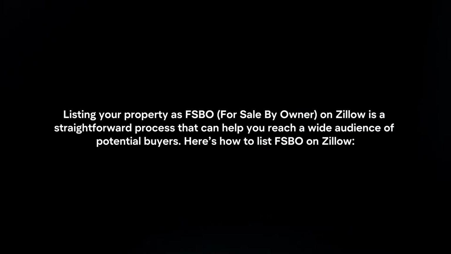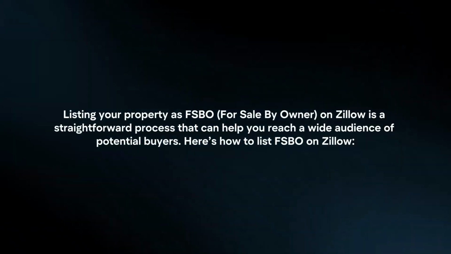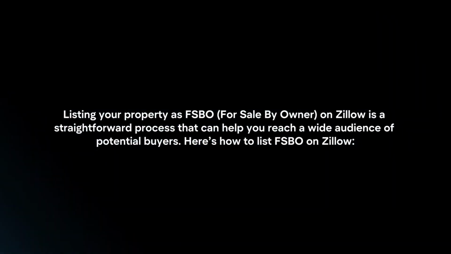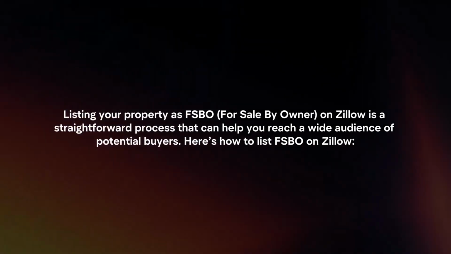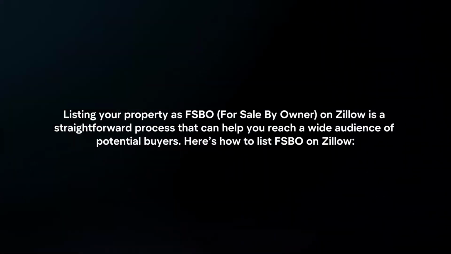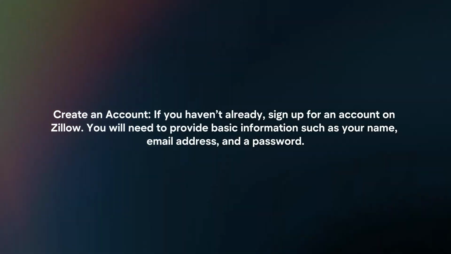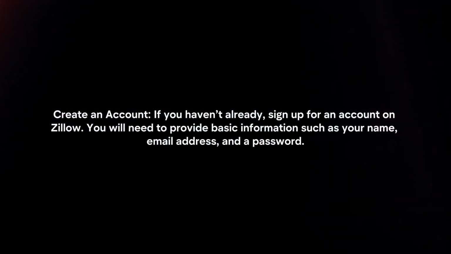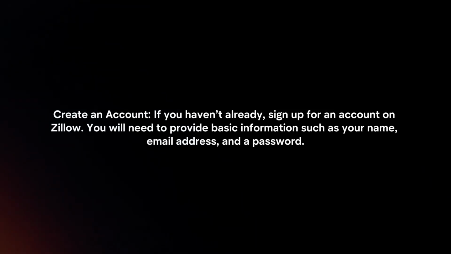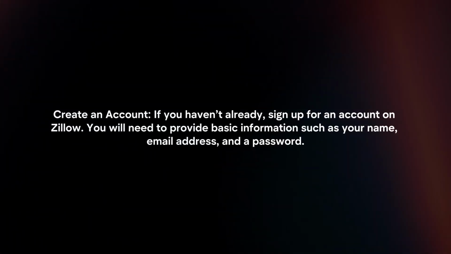Listing your property as FSBO on Zillow is a straightforward process that can help you reach a wide audience of potential buyers. Here's how to list FSBO on Zillow. Create an account. If you haven't already, sign up for an account on Zillow. You will need to provide basic information such as your name, email address, and a password.